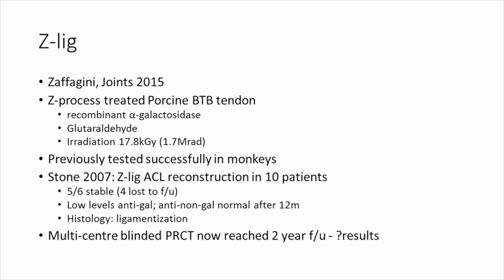It's been tested in monkeys, and when implanted in 2007 in 10 patients, they found that of the 6 they followed up, 5 were still stable at 2 years. There were no anti-alpha-gal antibodies immediately, and the anti-non-gal antibodies returned to normal after 12 months. They have done a randomized prospective trial, which does have 2-year follow-up, but interestingly, the results haven't yet been published. So that's very much wait and see.